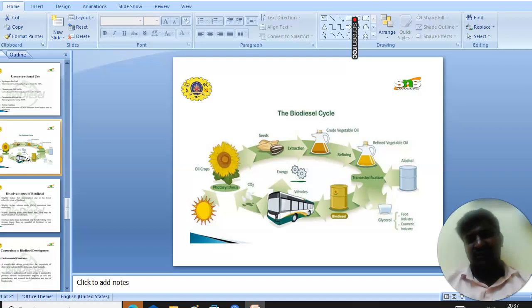This is the biodiesel cycle. The CO2 emitted from the automobile is again absorbed by the oil crops. Oil crops are again converted into biodiesel and used again by the automobiles.